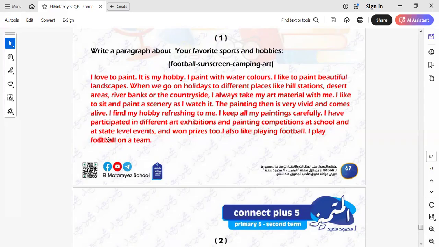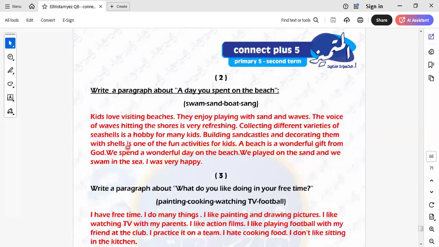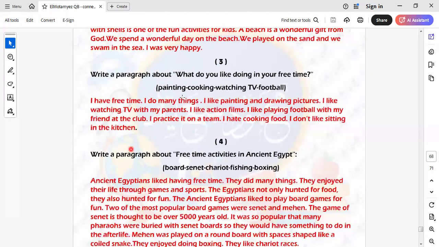At school and at state level events and won prizes too. I also like playing football. I play football on a team. Let's go to another one here. Painting, cooking, watching TV. This is what you like doing in your free time.